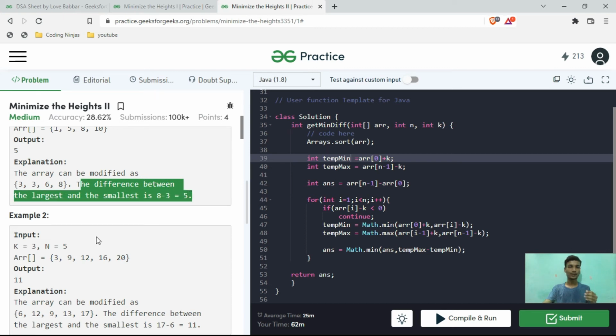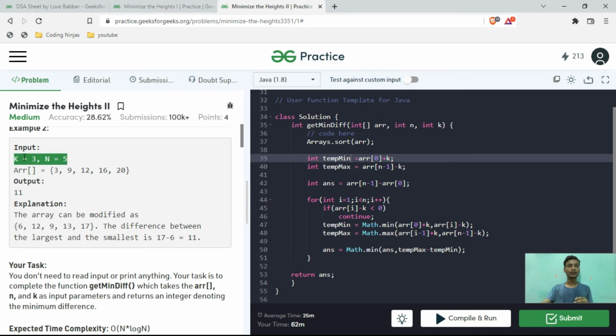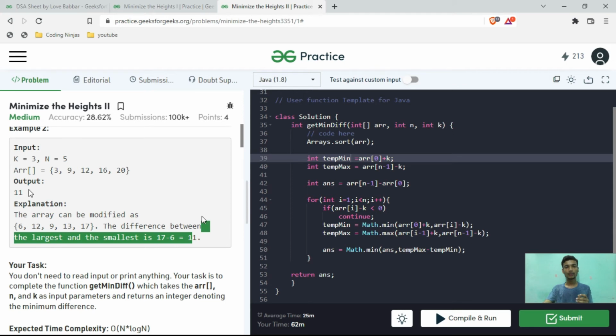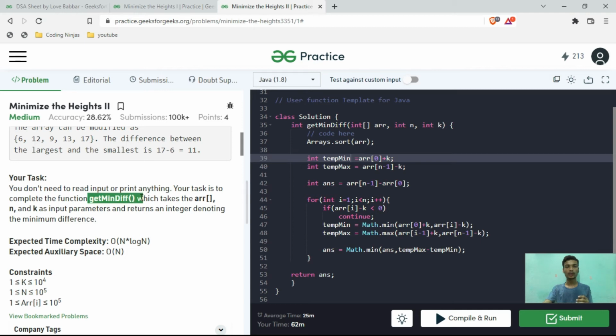In the other example, k is 3, that means we can either increase the height by 3 or decrease the height by 3, and the number of towers is 5 and the heights of the towers are 3 9 12 16 20, and after modifying, the heights become 6 12 9 13 17. So the minimum difference between the largest and the smallest is 17 minus 6, that is 11, and it is our output. So we have to just complete the getMinDiff function and return the integer denoting the minimum difference.